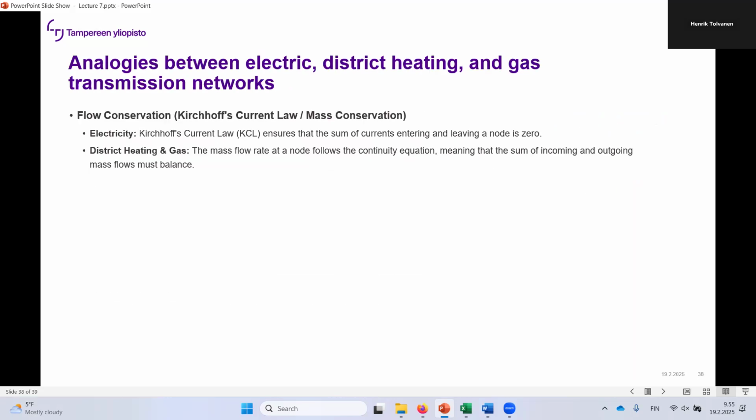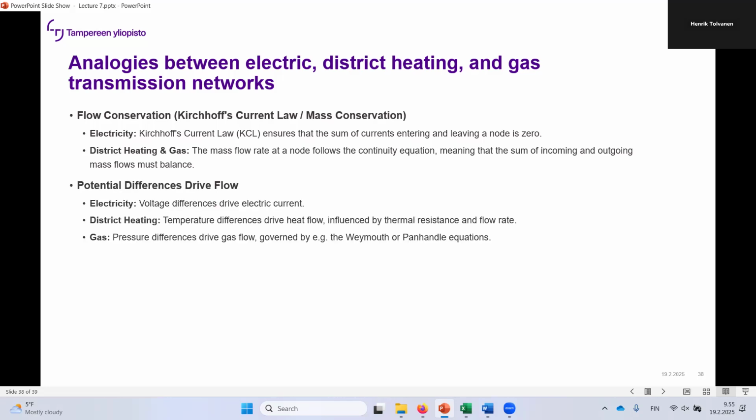So the analogies between these different networks. The flow conservation, so Kirchhoff's law and mass conservation. Kirchhoff's law ensures the sum of currents entering and leaving a node is zero. And the same for district heating and gas systems: mass flow in equals mass flow out. Of course, there's the compressibility factor. So with compressible flows, you have to take that also into account.